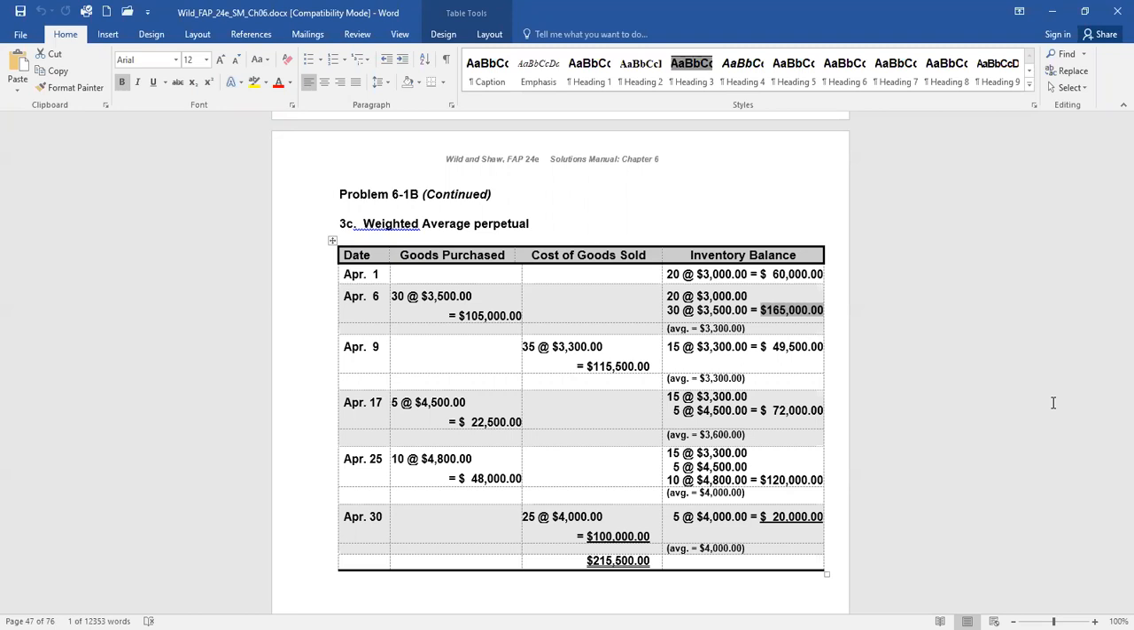On April 17th, we buy 5 more at $4,500 each. Now the total cost of all of our inventory, so before the purchase, it cost $49,500. We just added $22,500. So the total cost of all of our inventory is $72,000. What's the total quantity? We had 15 before. We just bought 5 more, so 20. So 72,000 divided by 20. $3,600 is your new average cost.